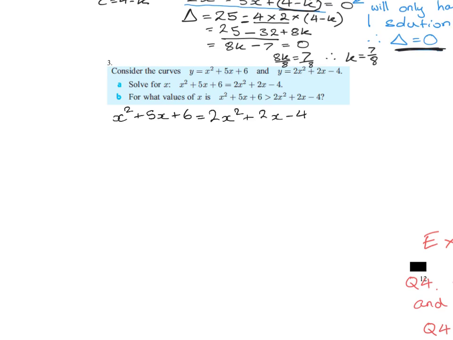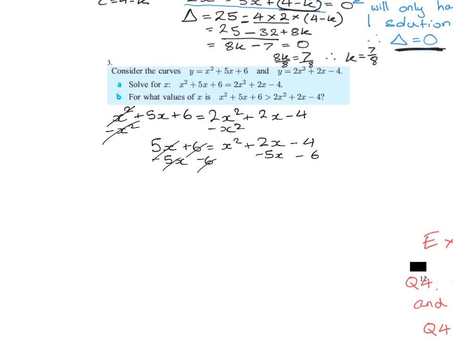So I'm going to minus x squared. So move everything onto the right-hand side because that way the x squared term will be positive when we subtract 2x squared and take away x squared. Okay? So that becomes 5x plus 6 equals x squared plus 2x minus 4, take away 5x and take away 6. We'll do both at the same time. These cancel and we get x squared minus 7x minus 10. Oops, sorry, I apologize. That's minus 3x minus 10 equals 0.